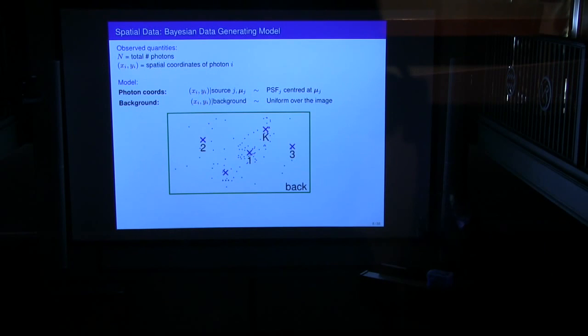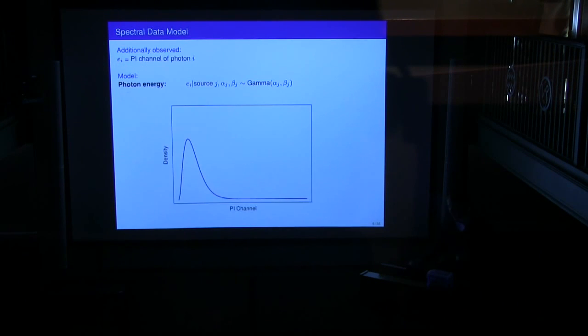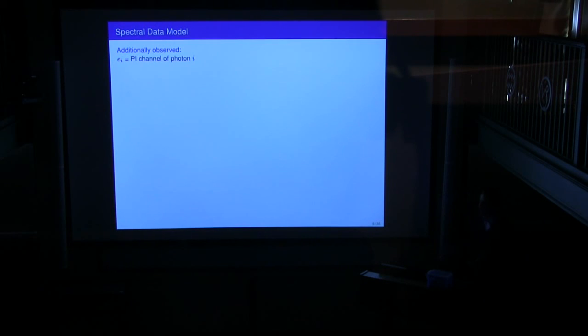Okay, so as I said, what will happen in practice is we'll get an image essentially like this, and then infer all the parameters that we have seen, the posterior distributions. Okay, so this is the spatial data. Let's quickly look at the spectral data model.